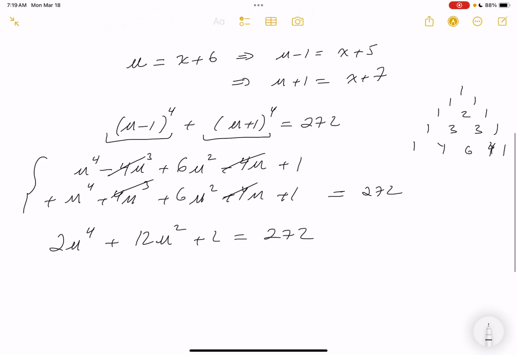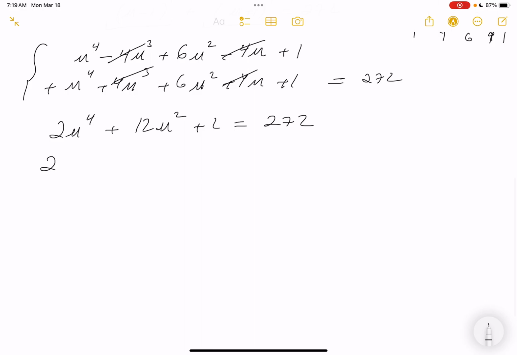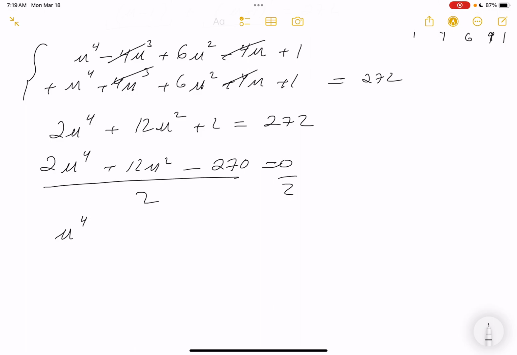These numbers are much more manageable for me. And I'm going to look at this over here. 2u^4 plus 12u^2 minus 270 equals 0. I'm going to divide both sides by 2 now, and you get u^4 plus 6u^2 minus 135 is equal to 0.